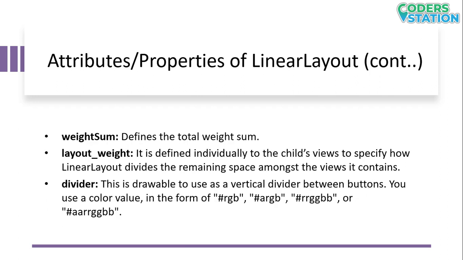Okay, next attributes are weight sum and layout weight. We will be seeing both these attributes together. Suppose that we are arranging some views in a particular layout, like a linear layout, and we need to specify a different space for each and every view which is being displayed in the layout. So how can we do it? For doing that we will require the weight sum and layout weight attributes.